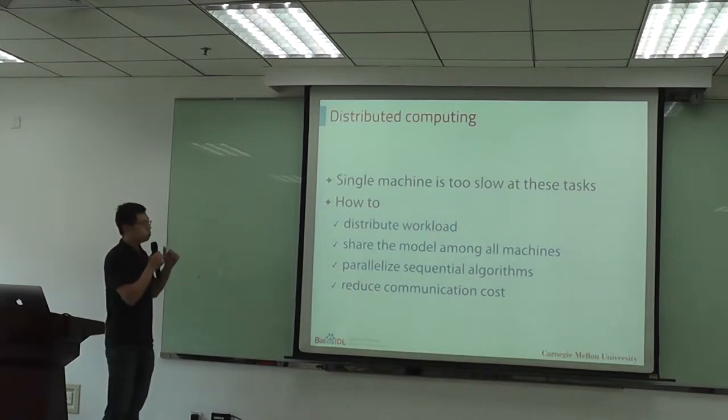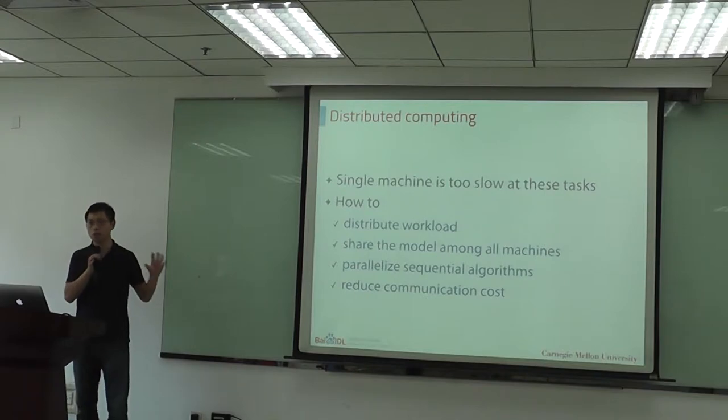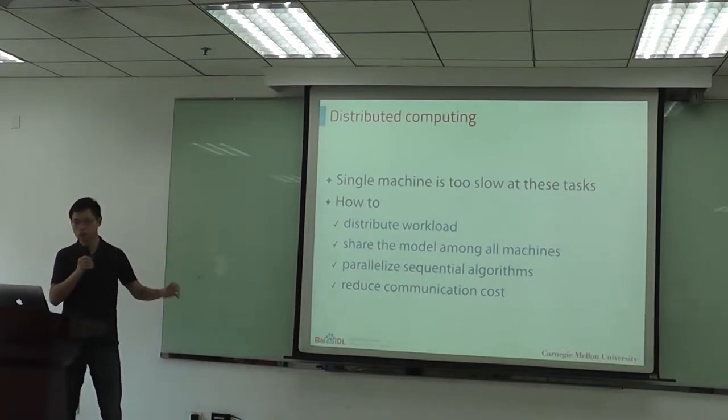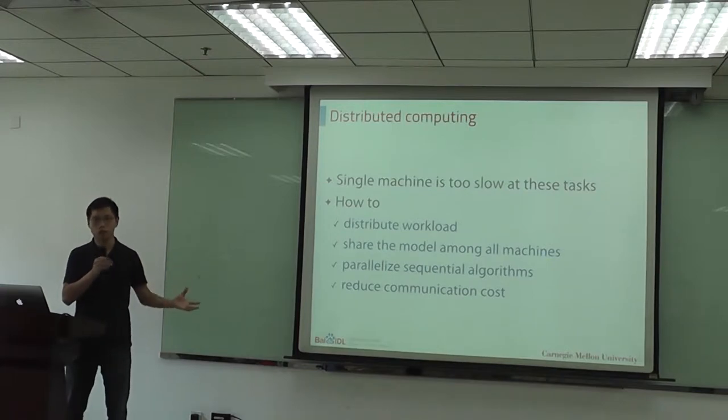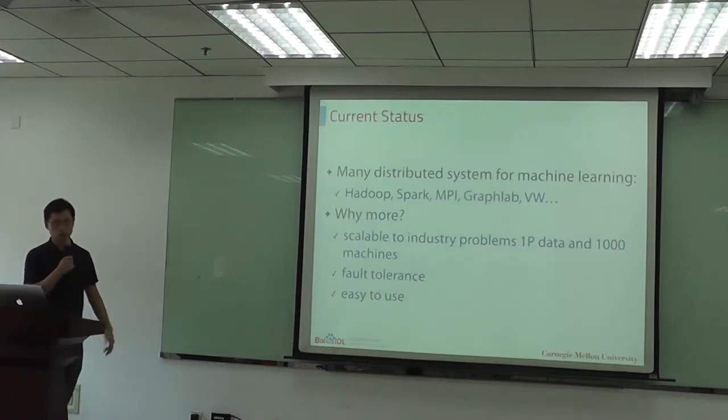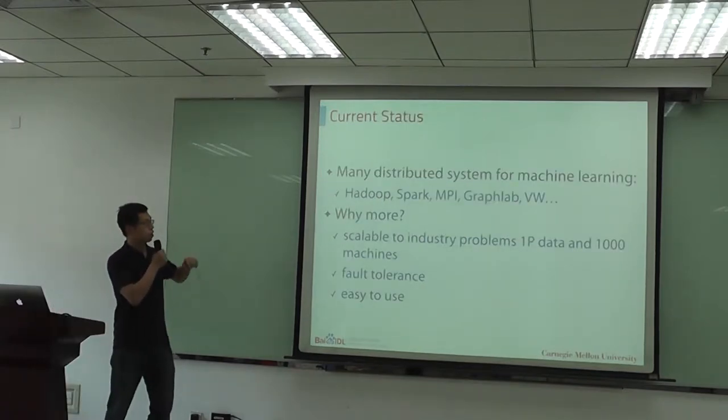And what we can do is, here is one solution. You can distribute the workload. You can let multiple machines run the things. That is, the model is shared by multiple machines, the data is shared by multiple machines, and we run some distributed algorithm to get things done. What is the current state of distributed systems? There are a lot of open source things. Hadoop?